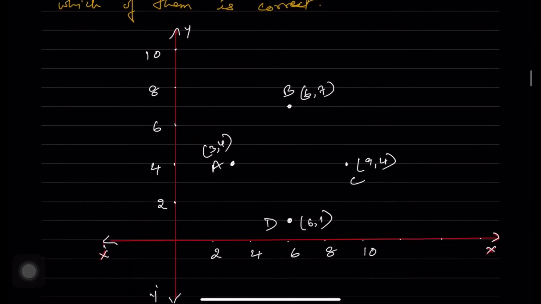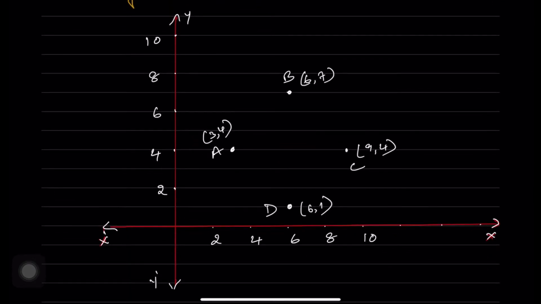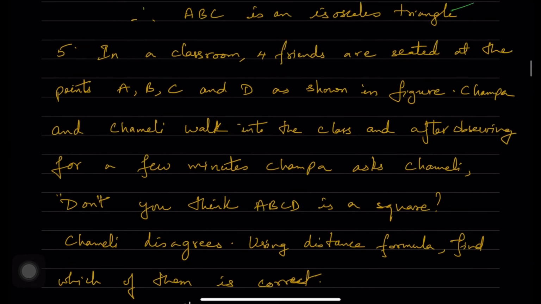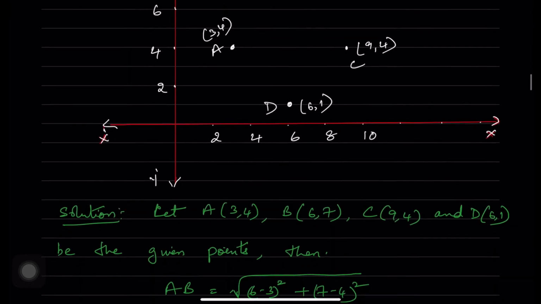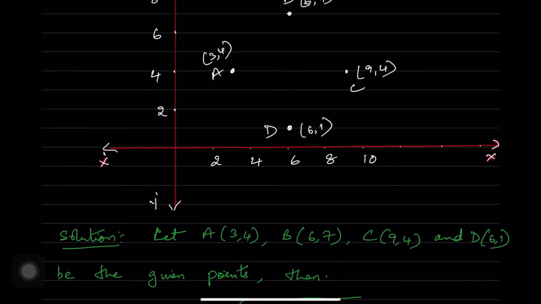So now here ABCD are these people who are seated in this position. So Champa says that ABCD is a square, but Chameli doesn't agree. So what do we do to test whether it is a square? We'll check whether all the 4 sides are equal and also the diagonals are equal.